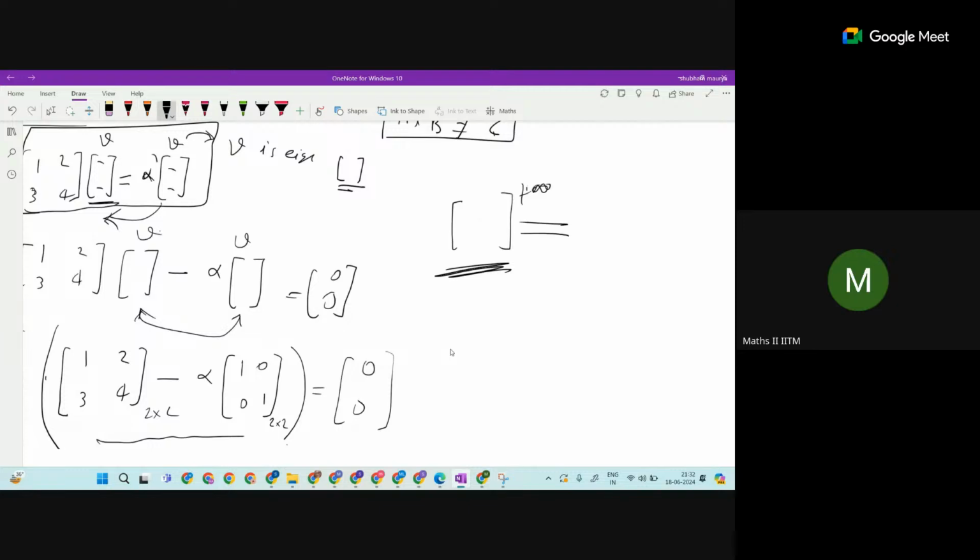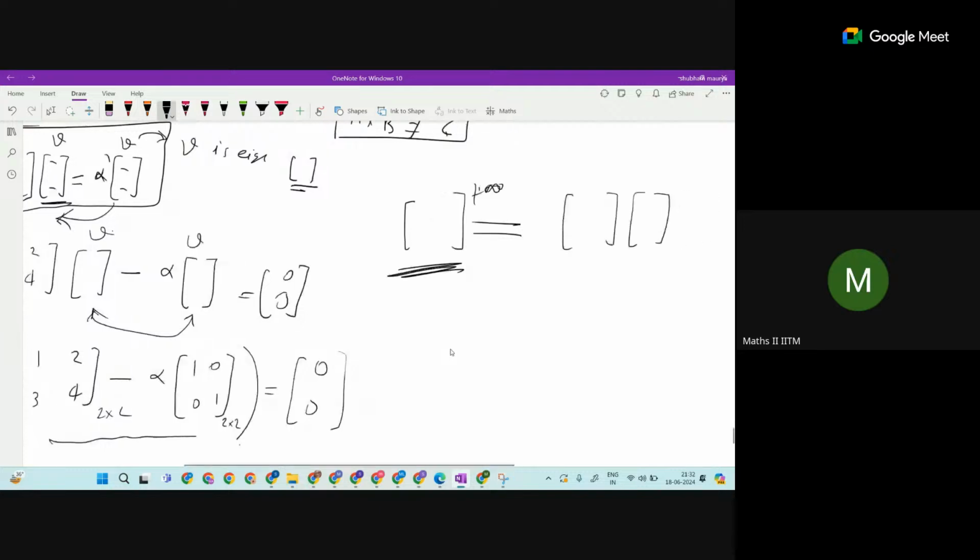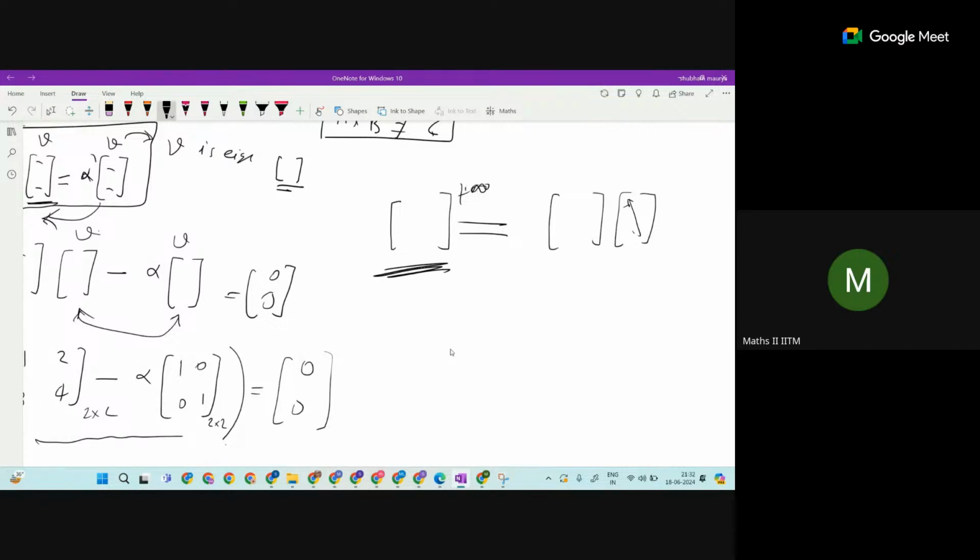This will help to get the 100th power of the matrix. First find the eigenvalues and eigenvectors, then change the matrix into diagonal form, the diagonalization. Then it is easier, because we directly apply the power on the diagonal entries only: 2 to the power 100, 3 to the power 100, and then multiply. This makes it easier to find the 100th power of the matrix.